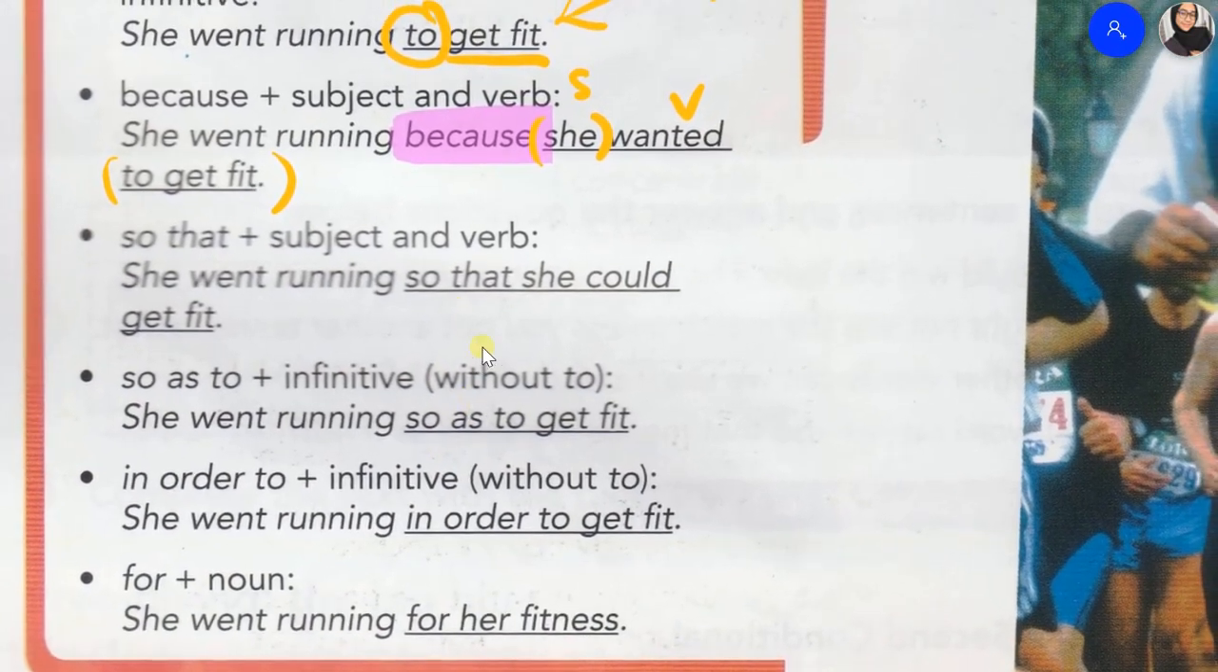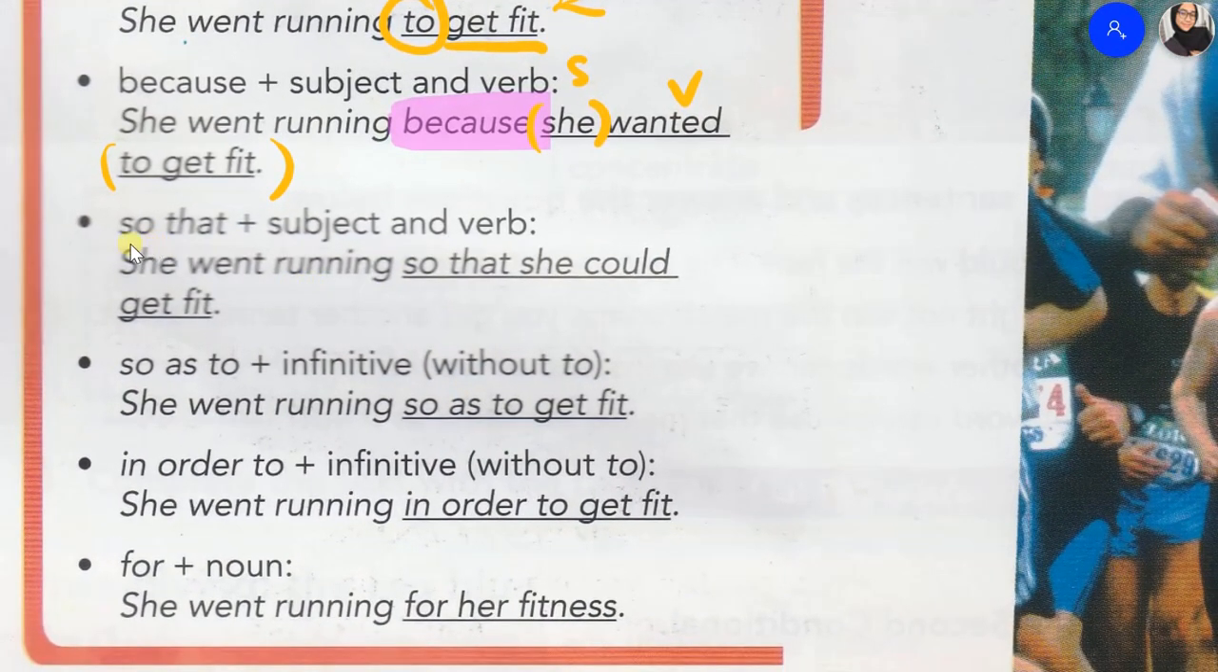Now, the next structure will look like this: so that, followed by subject and verb. Let's look at the example. She went running so that. So that here carries the same meaning as because. So that, subject and verb. This is the verb, this is the subject, and this is so that.